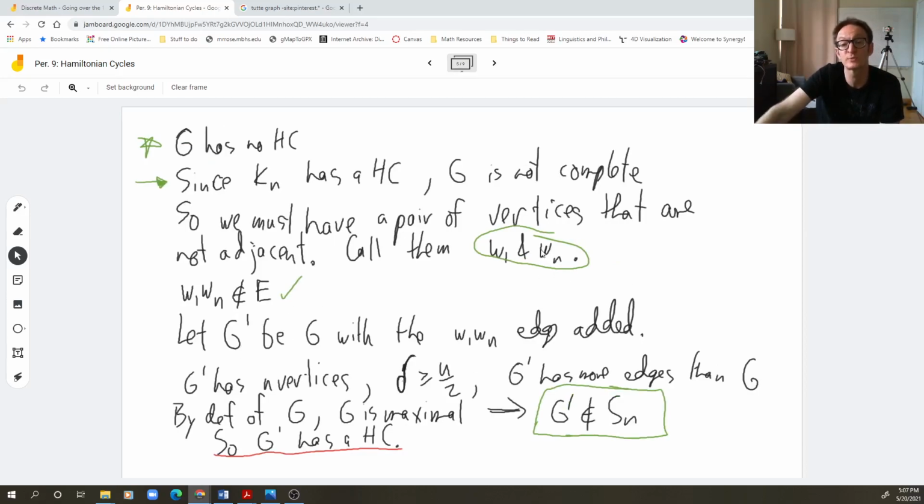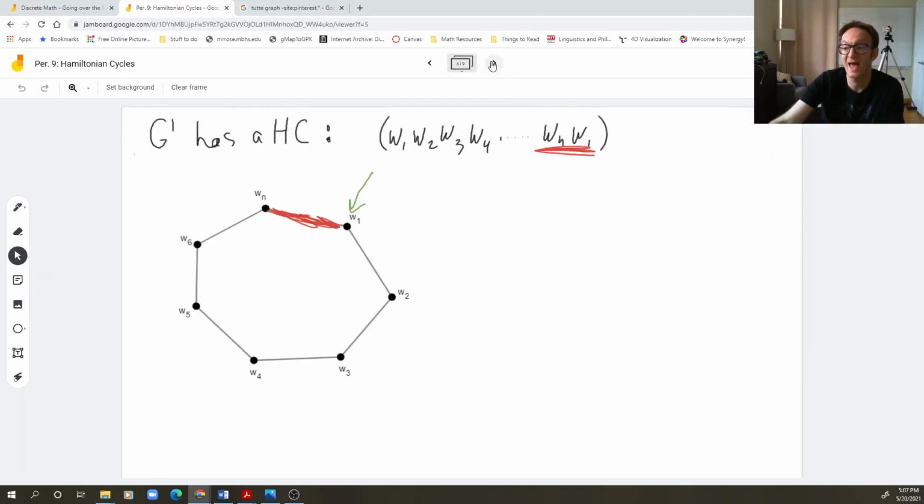We called the two vertices which were not adjacent W1 and Wn. We now have this new graph G prime in which W1 and Wn are connected. As G prime has even more edges than G did, it certainly satisfies the condition that everyone's friends with at least half the people. But because G was the largest possible graph with no Hamiltonian cycle, G prime does have a Hamiltonian cycle. And if G prime does have a Hamiltonian cycle, then it must look like this.